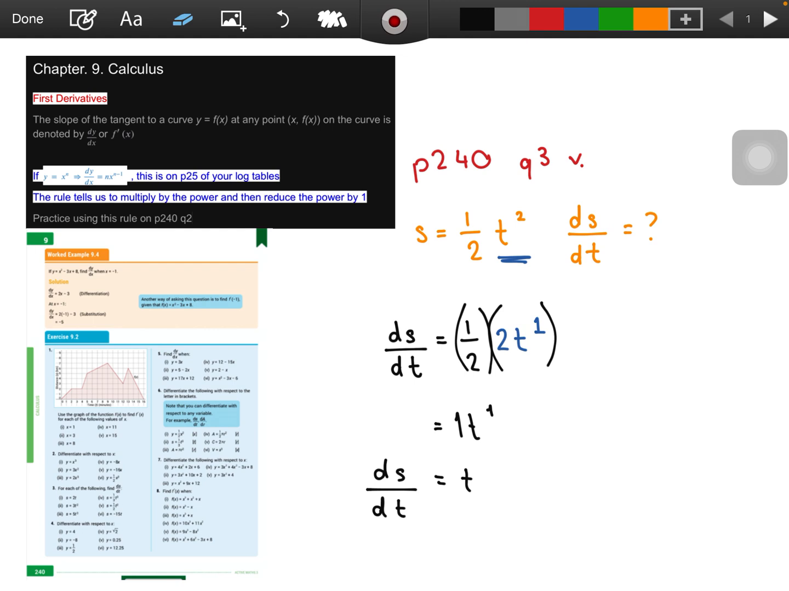Okay, so can you try the other ones from question 3 now, please? So far what I'm looking for is a scan of question 2 fully completed and question 3 fully completed. The other ones that we're going to do today are questions 4 and 5.